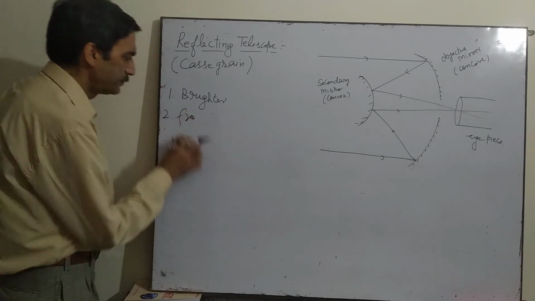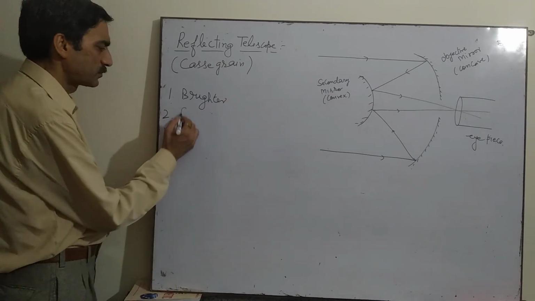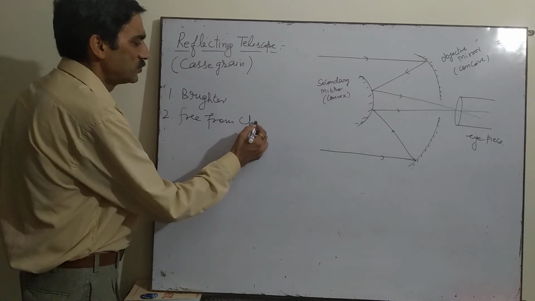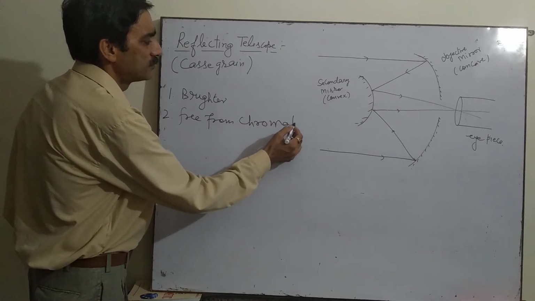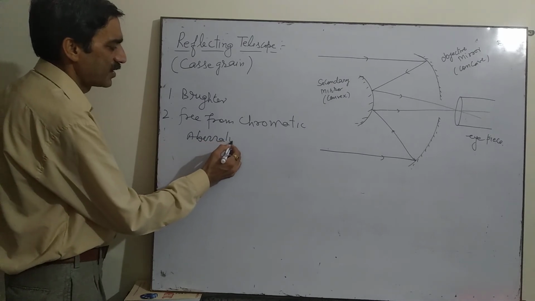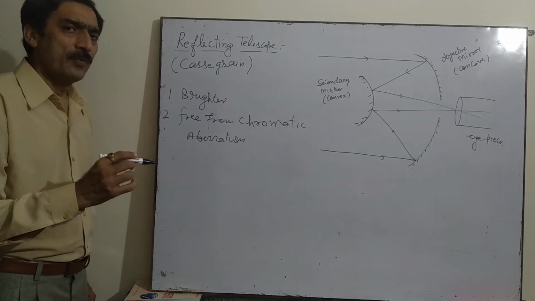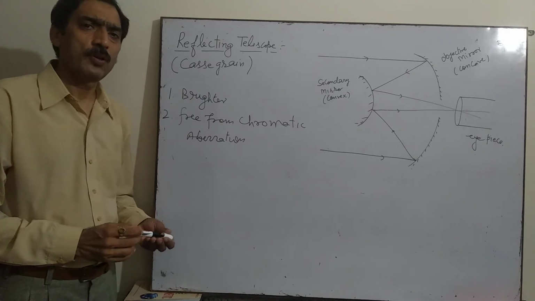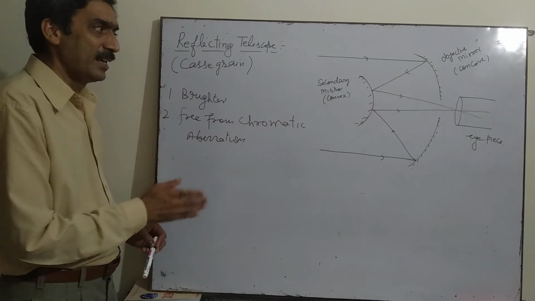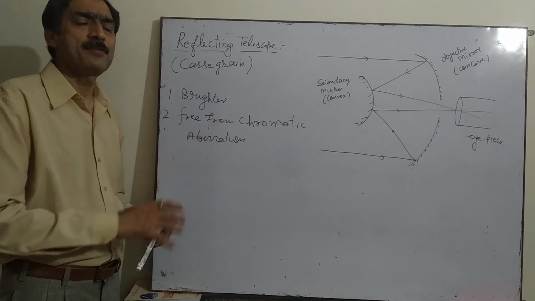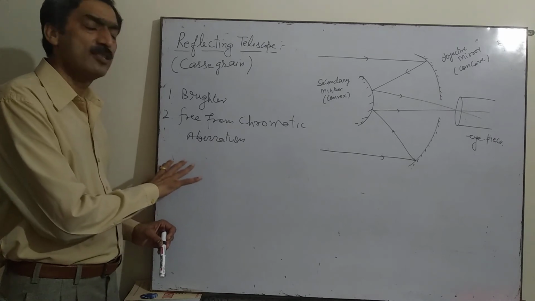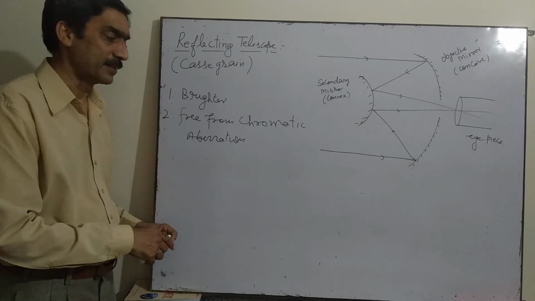Free from aberration means free from chromatic aberration. Chromatic aberration means the failure of a lens to focus all the colors at a single point. In the case of the reflecting type telescope, there is no chromatic aberration. The image is not colored, it is fine color.